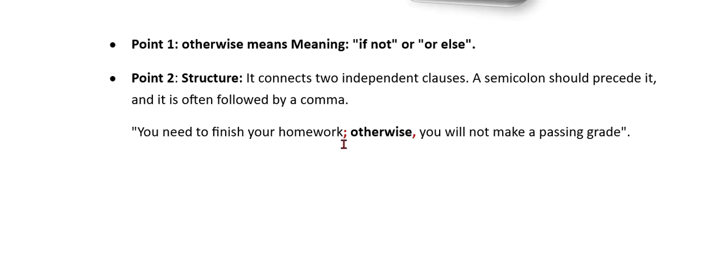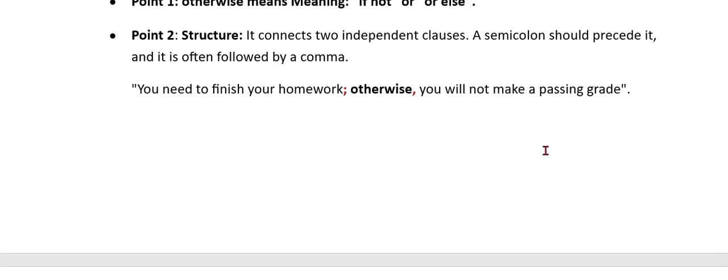And if you want to know how to use these punctuations with otherwise, you have to know that we use a semicolon in writing before otherwise and a comma after it. Why? Because it is an adverb. You need to finish your homework; otherwise, you will not make a passing grade. As you can see here, again, otherwise introduces a consequence, a negative consequence. You will not make a passing grade.